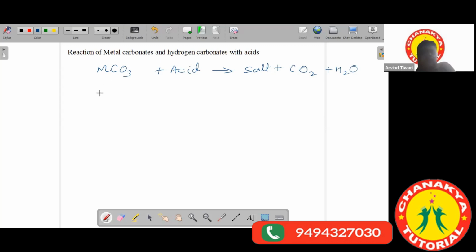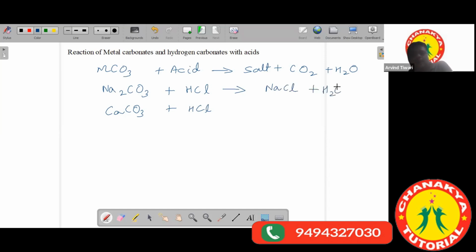For example, if you have Na2CO3, sodium carbonate, or let us take the salt CaCO3, calcium carbonate. So these metal carbonates, when they react with acids, HCl or H2SO4, you can take any acid, give us the salt. Here the salt will be obtained as NaCl, and we will get water. Along with water, we will also get carbon dioxide gas.